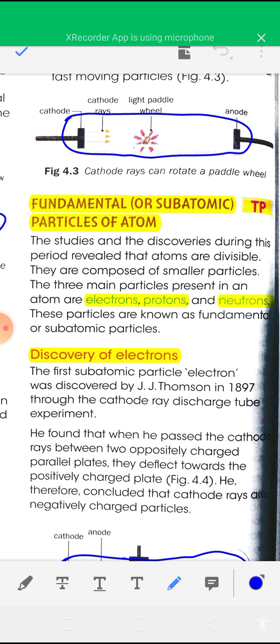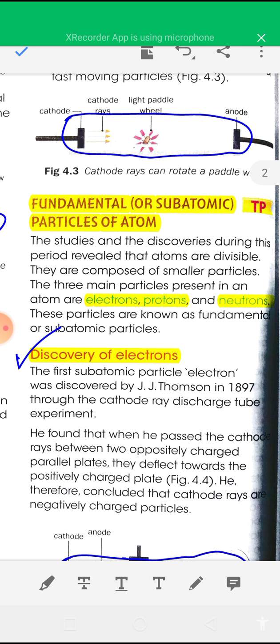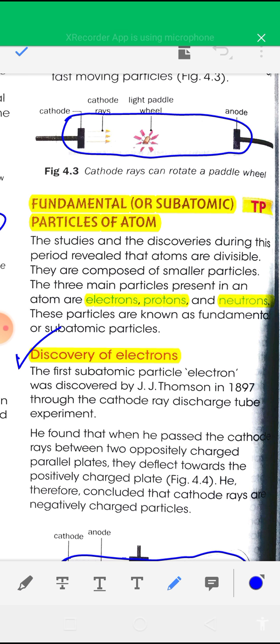So first, the discovery of electron is given. The name of the experiment is the cathode ray discharge tube experiment. The first subatomic particle, the electron, was discovered by J.J. Thompson. Which scientist?